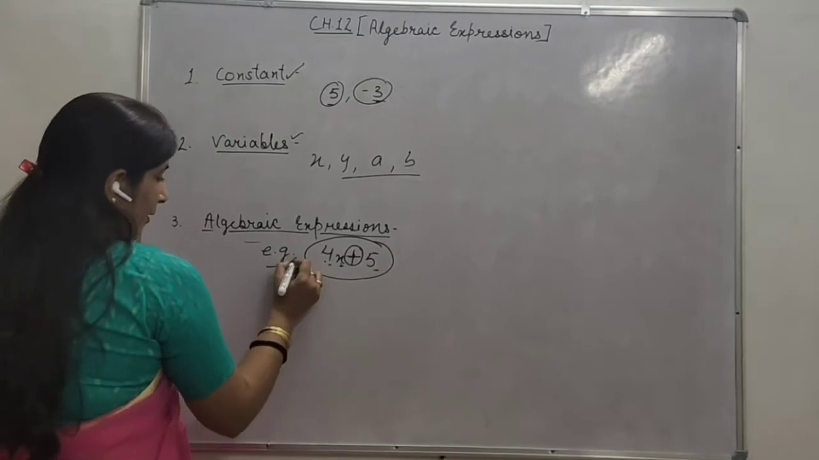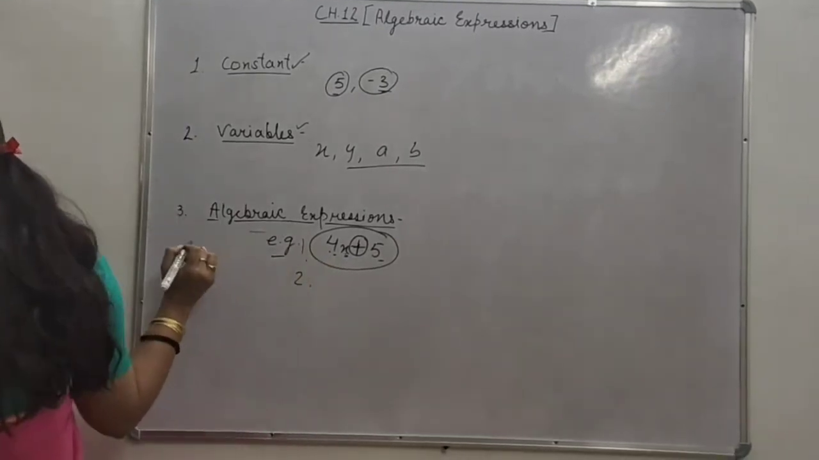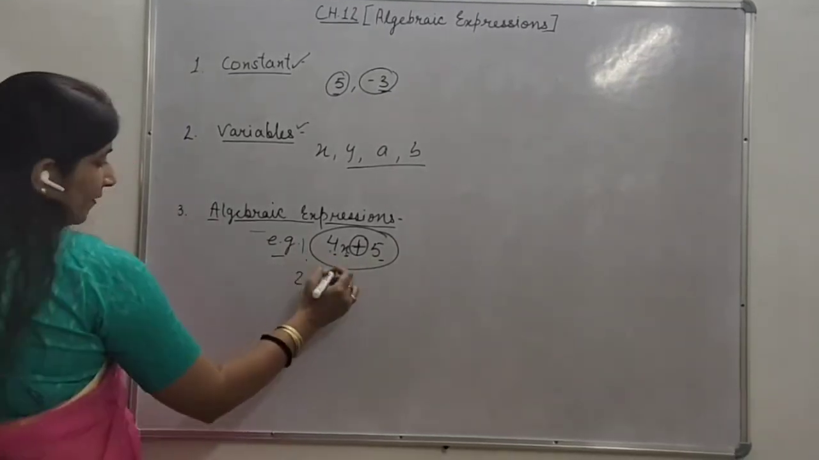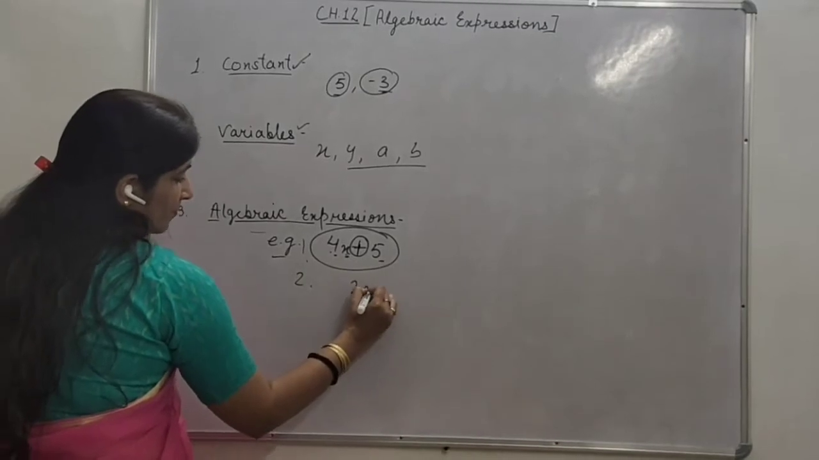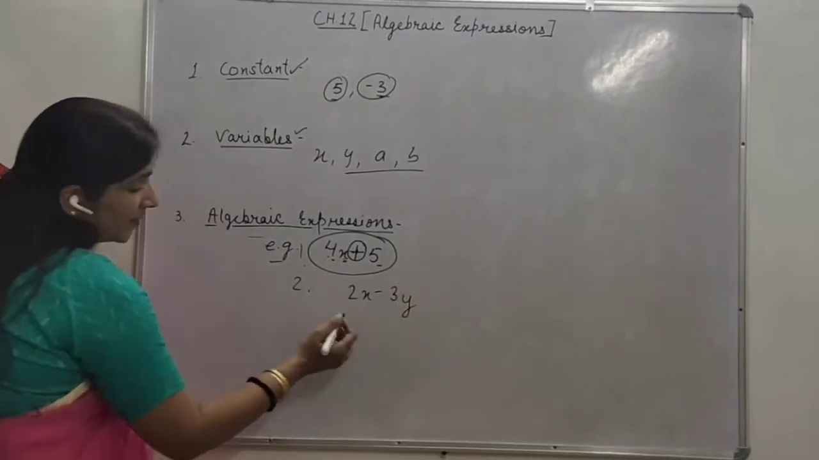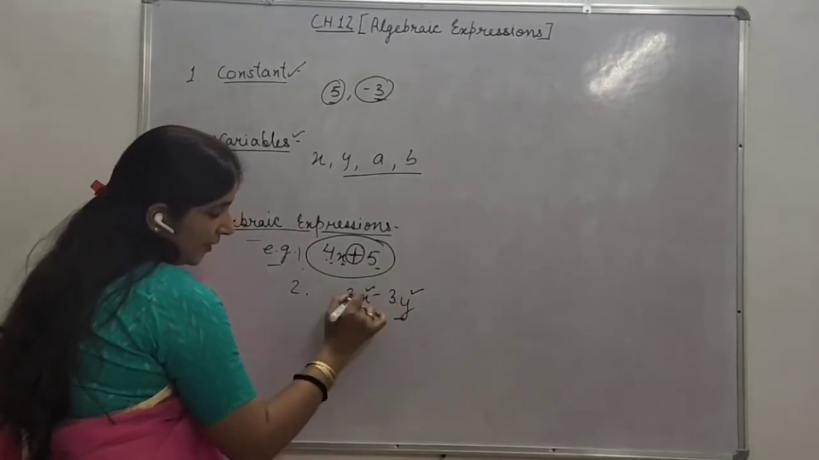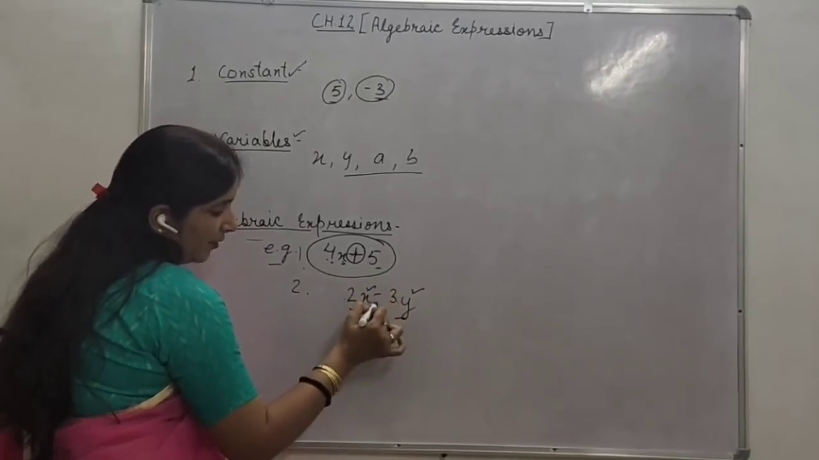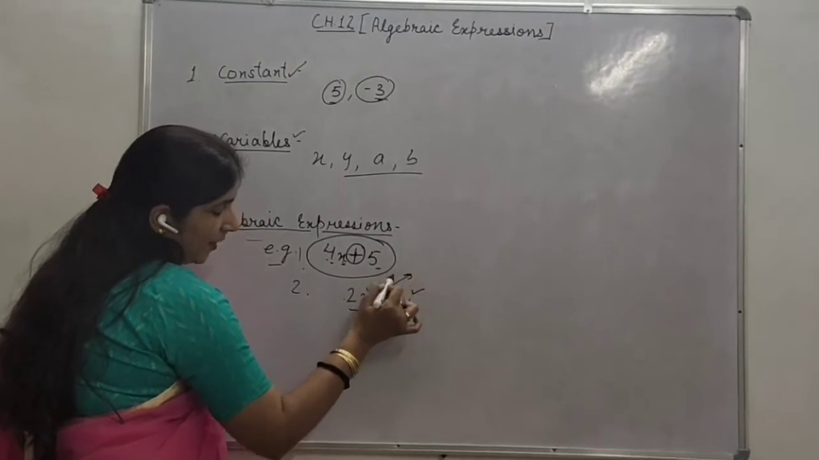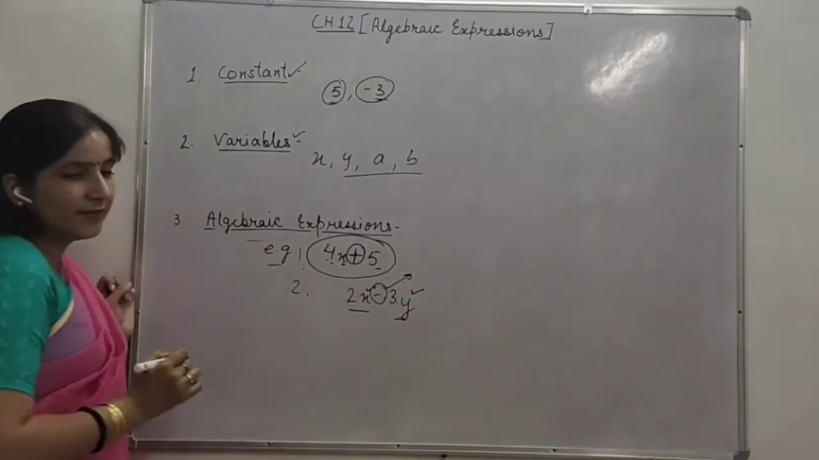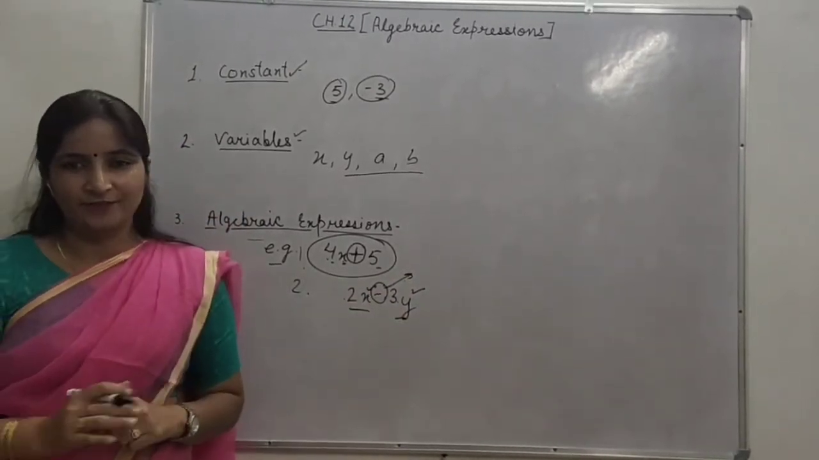One more example I am giving you, like we can write anything with a negative also, maybe 2x minus 3y. You can see in this we have two variables and two constants, and they are separated with a negative sign. So this is also known as an algebraic expression.